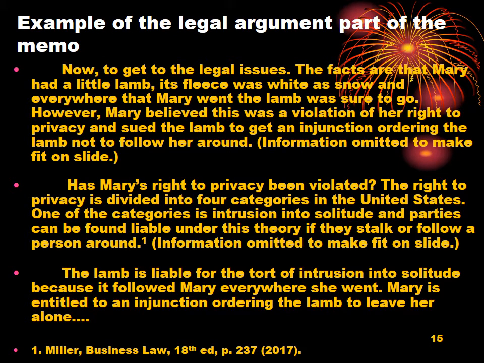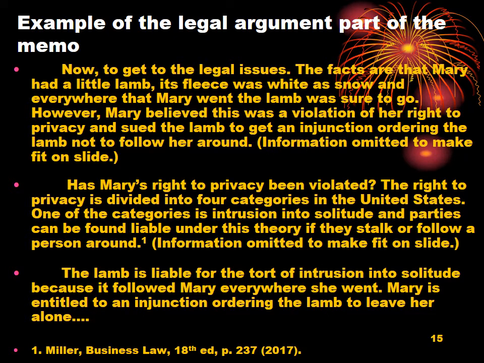Example of the legal argument part of the memo. Now, to get to the legal issues. The facts are that Mary had a little lamb, its fleece was white as snow, and everywhere that Mary went the lamb was sure to go. However, Mary believed this was a violation of her right to privacy and sued the lamb to get an injunction ordering the lamb not to follow her around. Information omitted to make it fit on the slide.